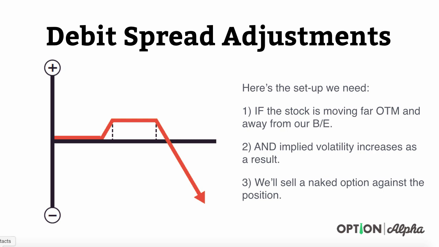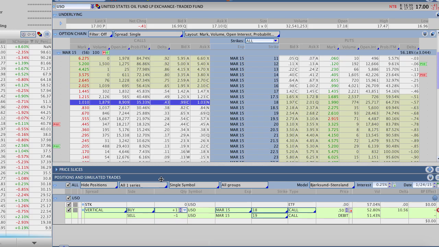So let's actually go to Thinkorswim here and we'll take a look on the broker platform at an example. So let's say, for example, that you were trading USO recently and USO closed today at about $17. But let's say that you had traded the 18-19 debit spread originally.